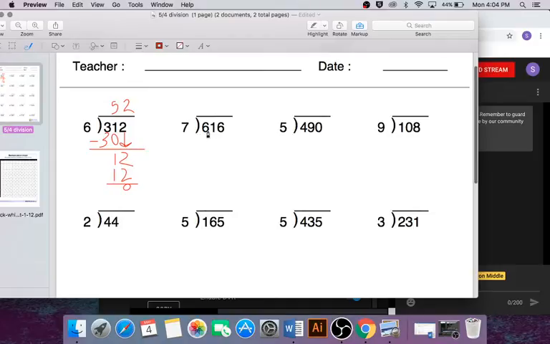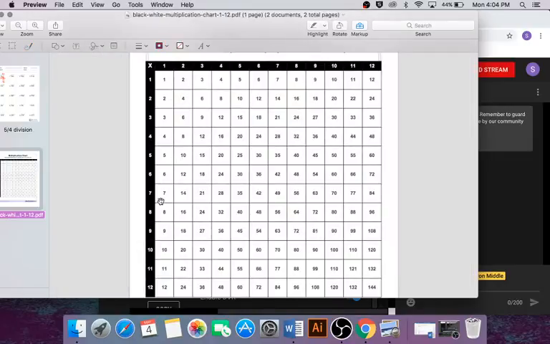Our next problem, we're doing 616 divided by 7. So 7 can't go into 6, so we move over to 61. We need to figure out 7 times what gets us close to 61 without going over. So when we go down here to our 7 times table, we're going to go over and see how close we can get without going over. Oh, we made it to 63, so we have to go back a number. So 56 is as close as we can get without going over. And 7 times 8 is 56.